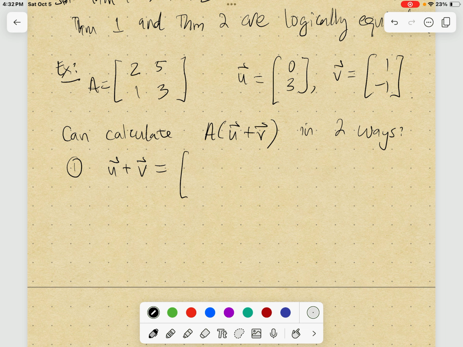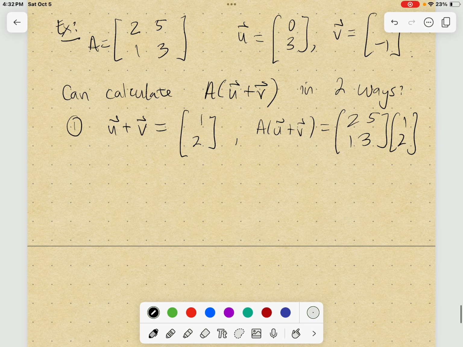So U plus V is going to be (1, 2), right? And then A times (U plus V) is [[2,5],[1,3]] times (1, 2). Let's use our matrix multiplication by using the dot product of the rows with the vector. The first component is 2 times 1 plus 5 times 2, that's 12. And the second component is 1 times 1 plus 3 times 2, that's 7. So that's the way to calculate it directly.